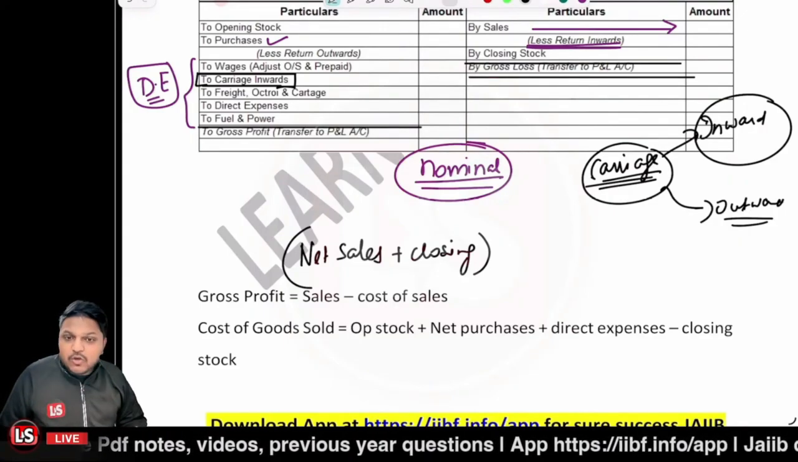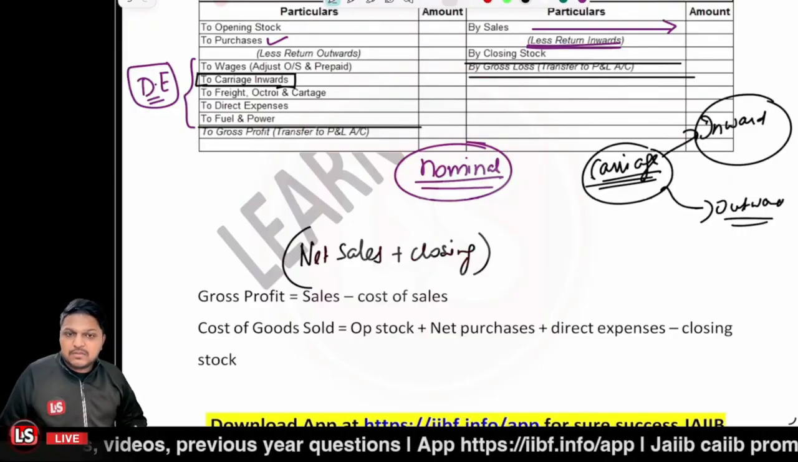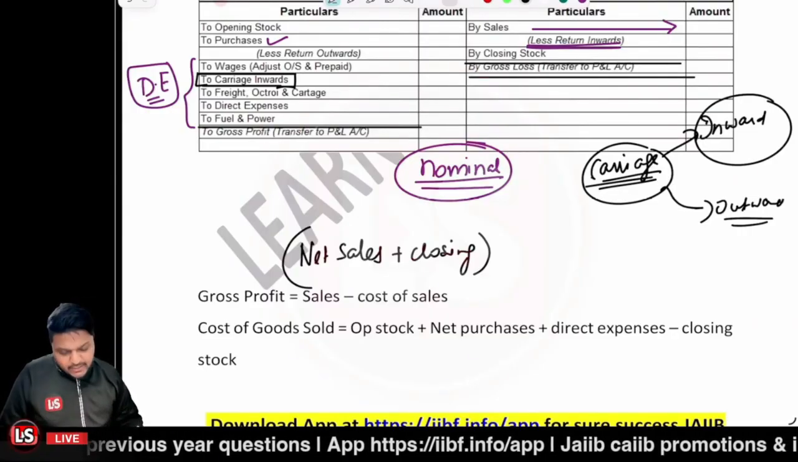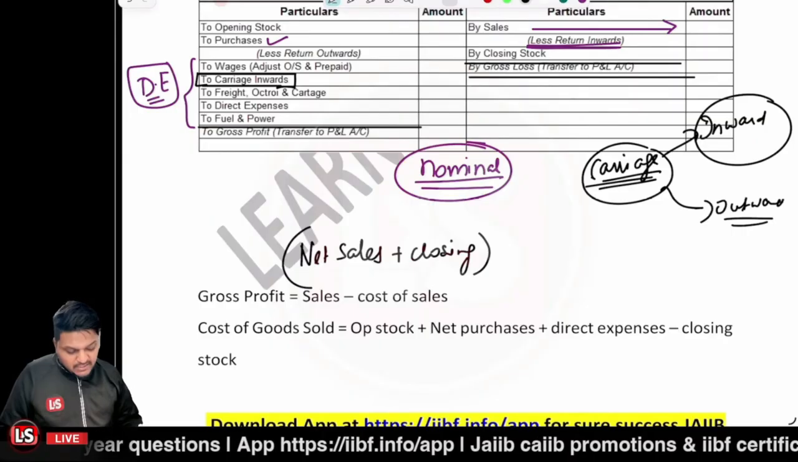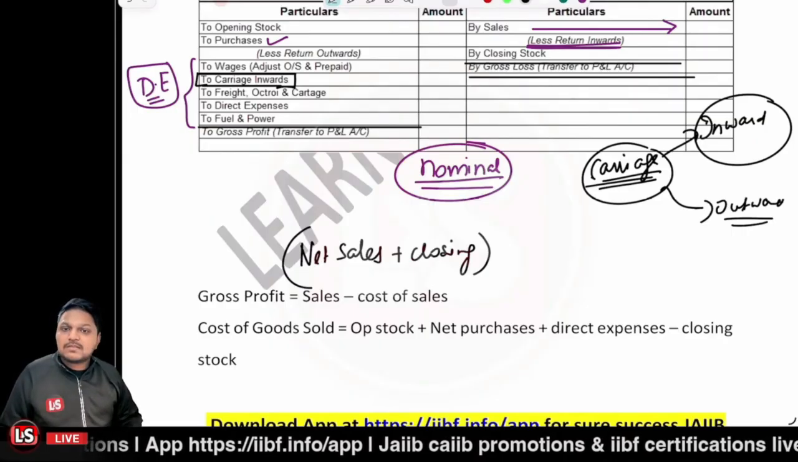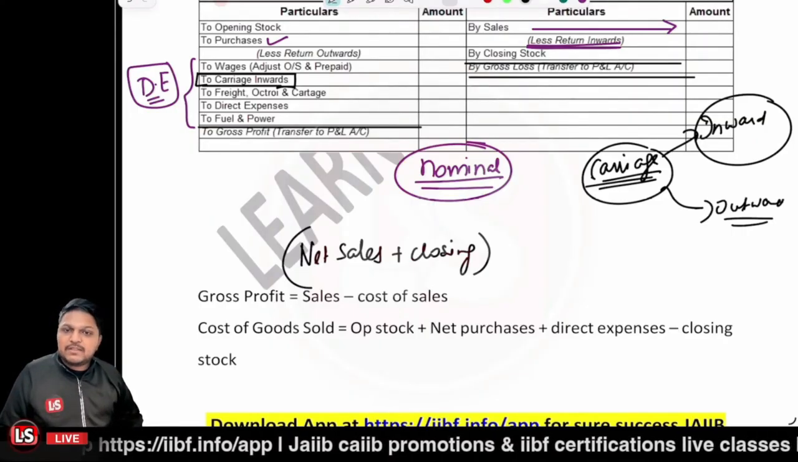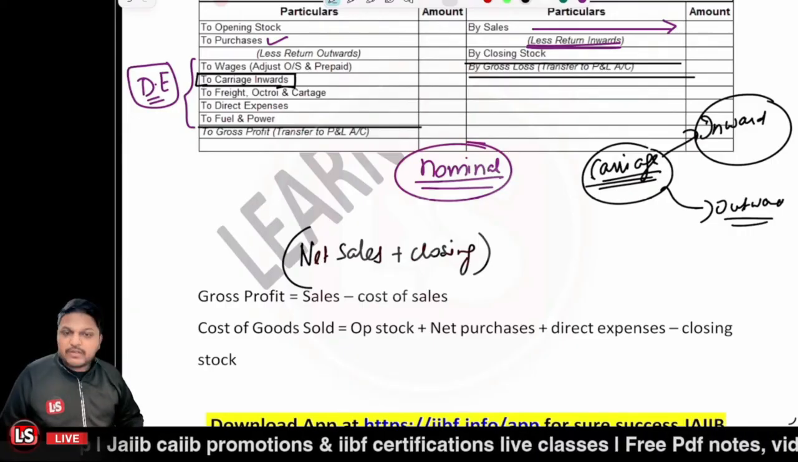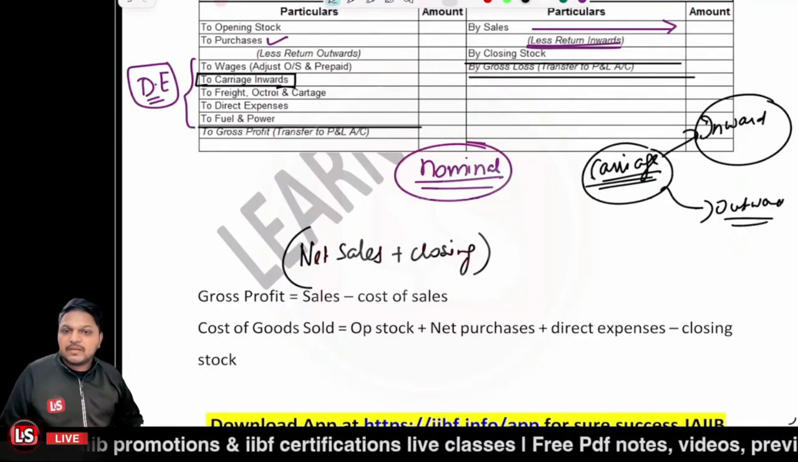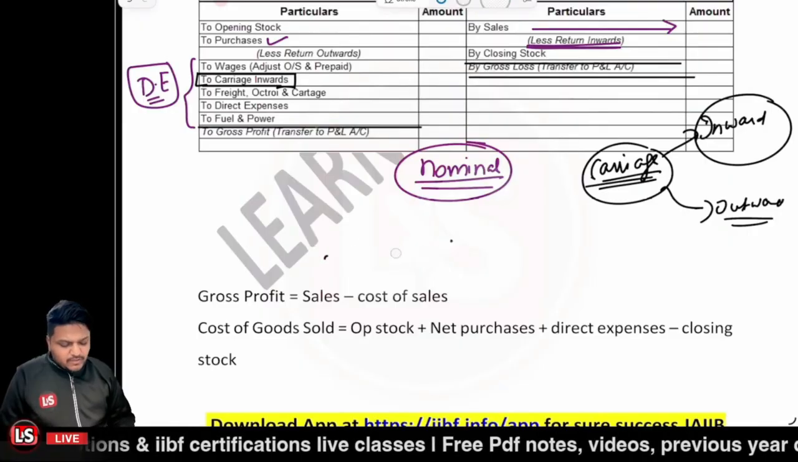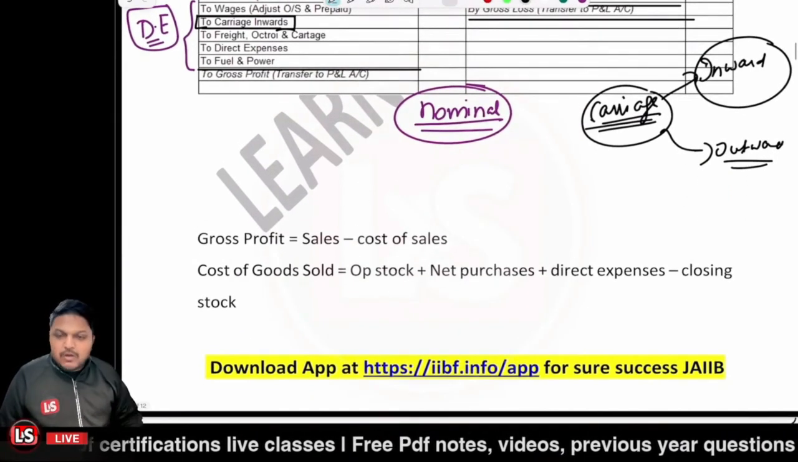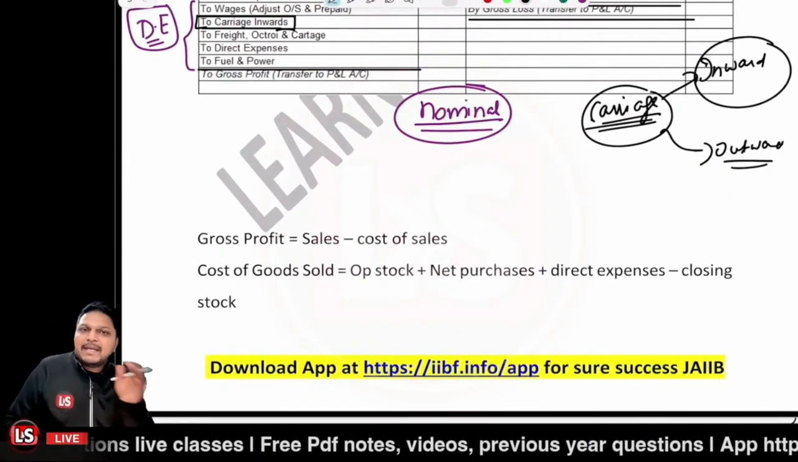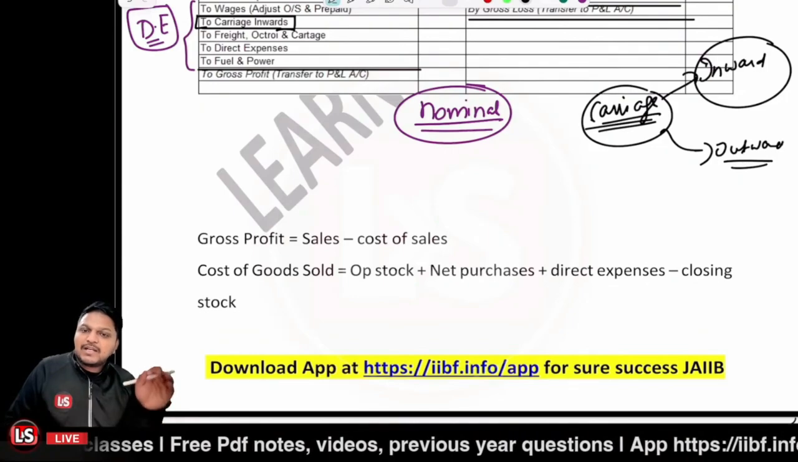And what about the cost of sales? Cost of sales is opening stock plus purchases plus direct expenses, and further you subtract the closing stock from it, right? So opening stock appears on what side? It may be asked in the exam. Opening stock appears on the debit side. Closing stock appears on the credit side.